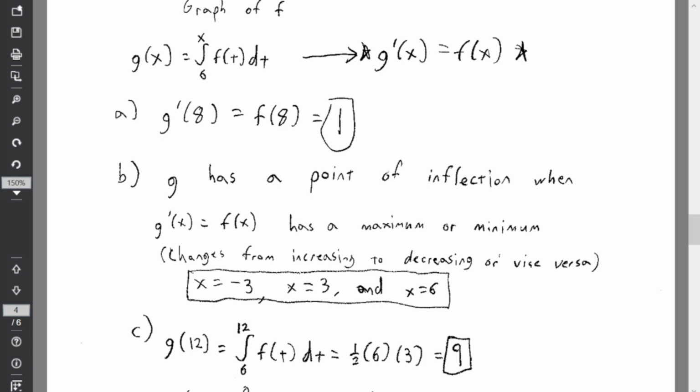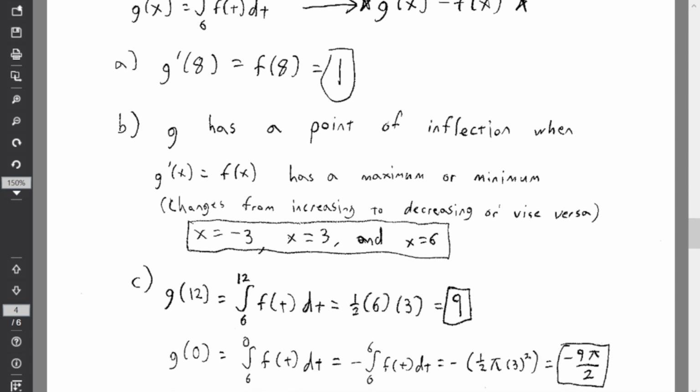For g of 0, we go from 6 to 0. Now, I like to change those bounds, since they're kind of backwards from how they usually are. So I'm going to switch those bounds. When we switch those bounds, we have to change the sign to be negative. That's where this negative sign comes from. And then I had already computed the area up here to be 9 pi over 2. So with that negative in front, it makes it negative 9 pi over 2.